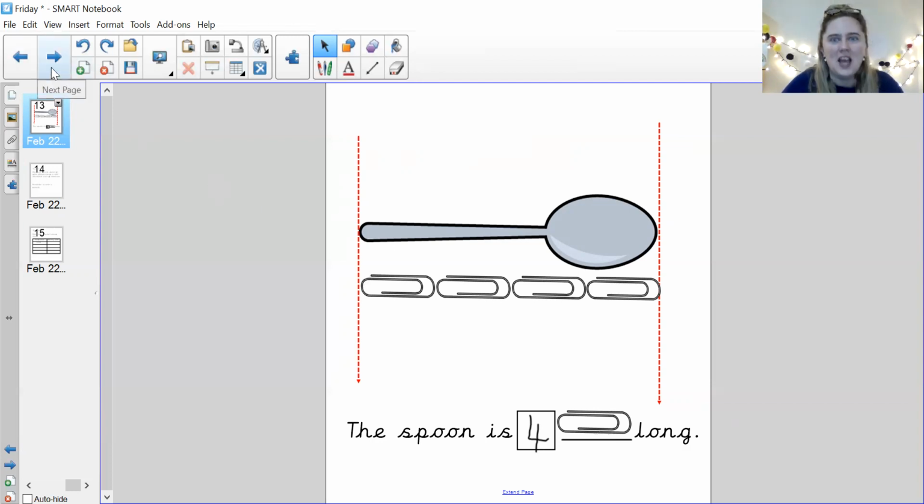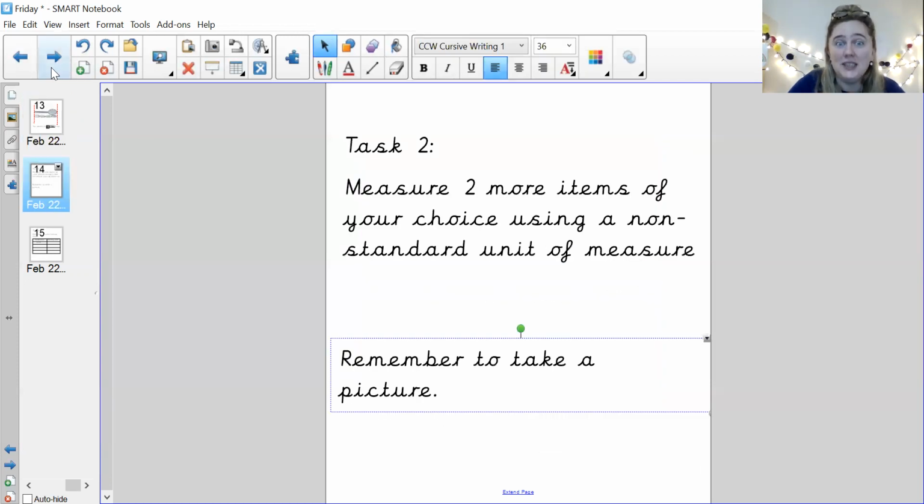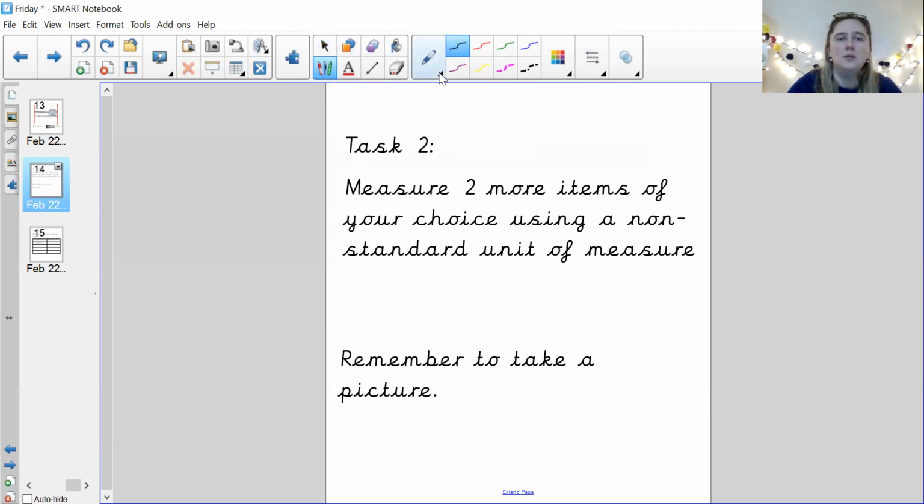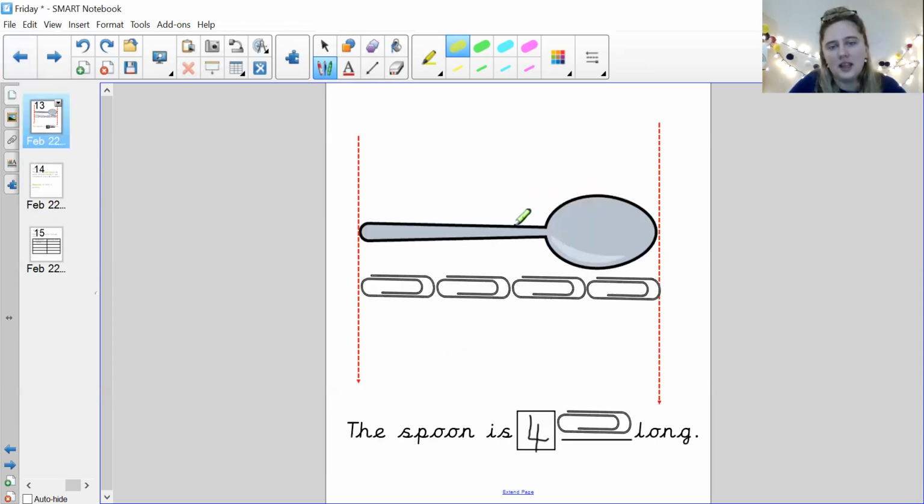Okay, hopefully you're back and you've measured your spoon with your non-standard unit of measure and you've written your STEM sentence. I would now like you to measure 2 more items. Get my highlighter back. I'd like you to measure 2 more items using your non-standard unit of measure. Okay, remember to take a picture. So do this exact same thing, but for 2 more items that aren't a spoon.